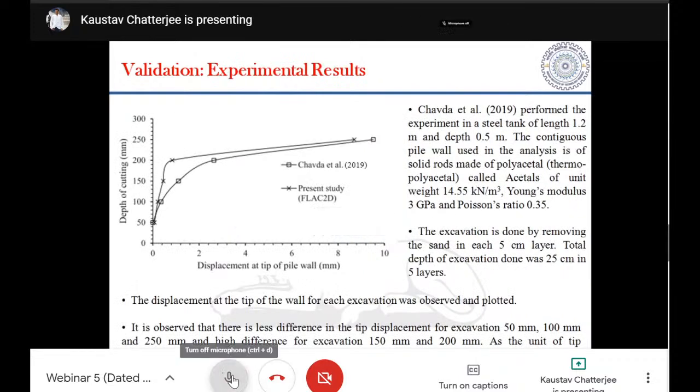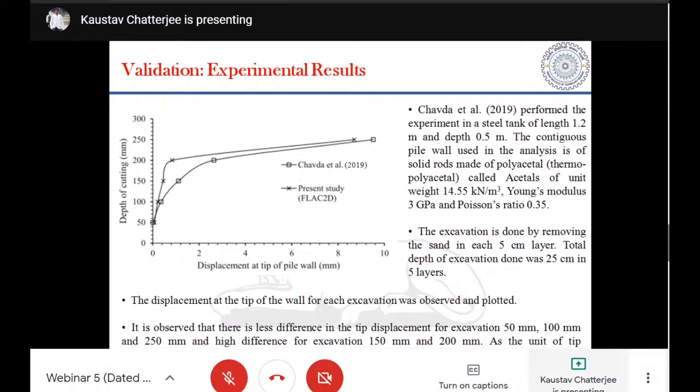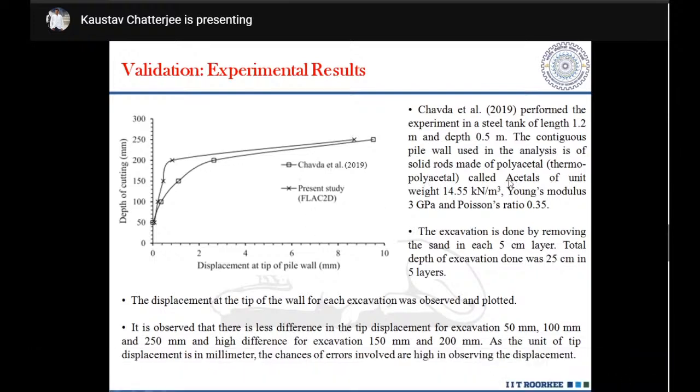Okay. Similarly, we have also validated our results with the experimental results of Chawla et al., who performed the laboratory experiment in a steel tank of length 1.2 meter and depth of 0.5 meter as the entire dimension of the domain, that is 1.2 meter by 0.5 meter, the soil domain they have considered. This is the sheet pile property, and the total length of the sheet pile was 5 centimeter. All those things they have done.